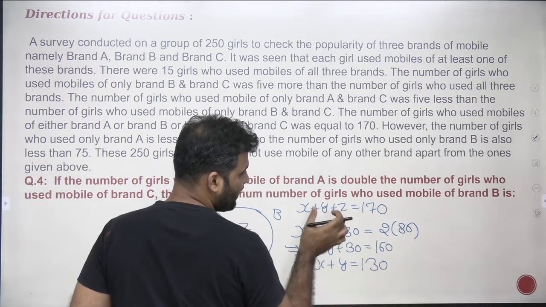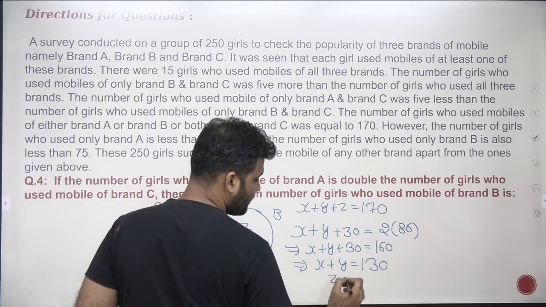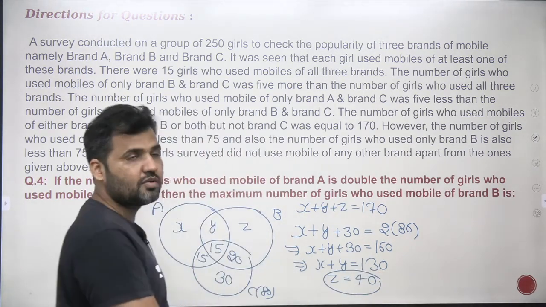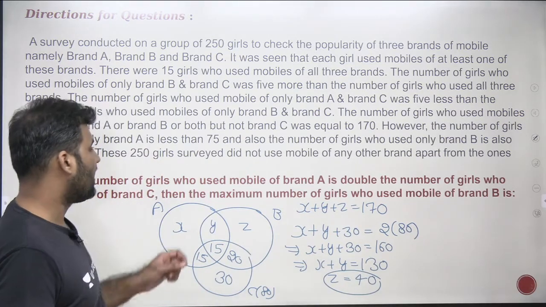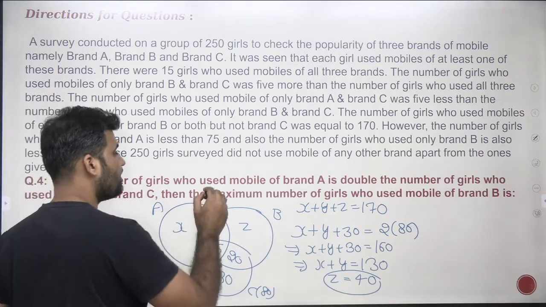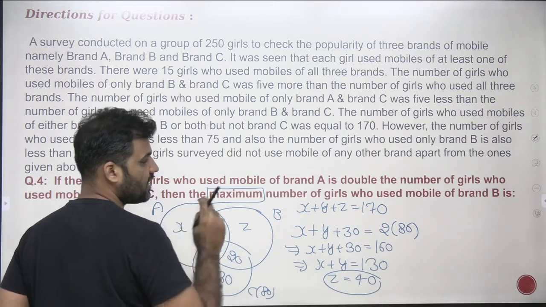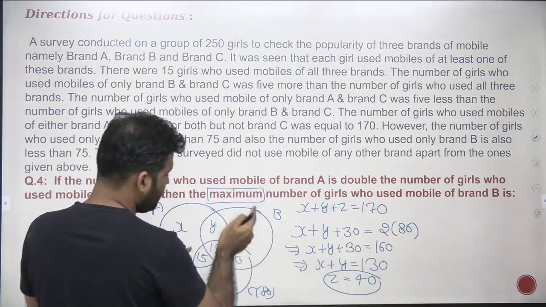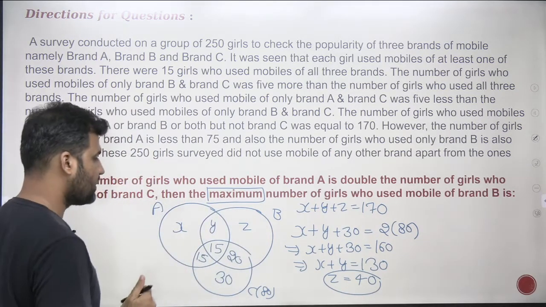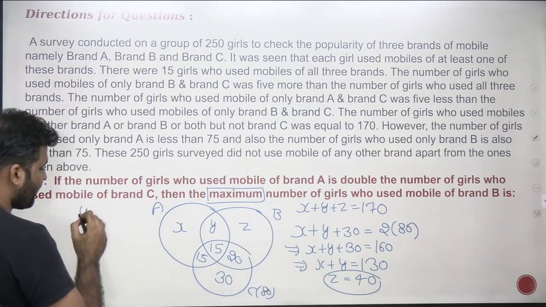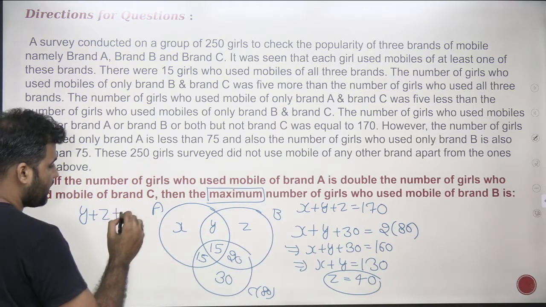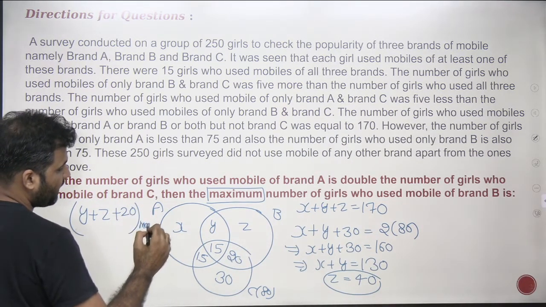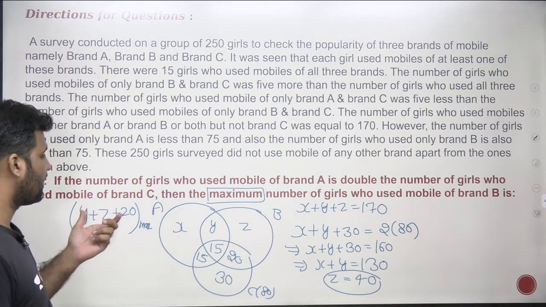Now if you put x plus y as 130 here, right, the value of z will come out to be 40. So z is fixed, z is having a unique value, z is 40. I'm supposed to find out the maximum. I need to maximize the number of girls who use mobile of brand B. The number of girls who use the brand B is y plus z plus 20. I need to maximize this value, right?